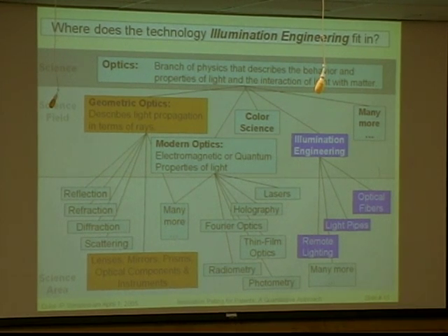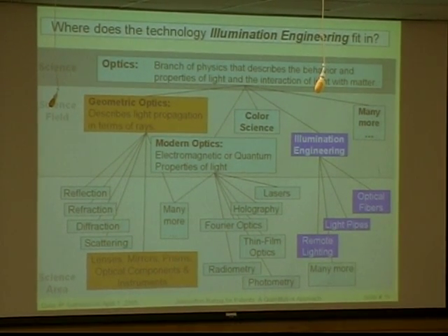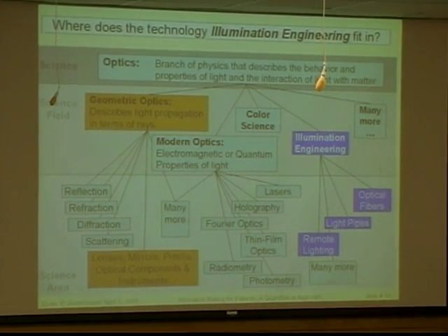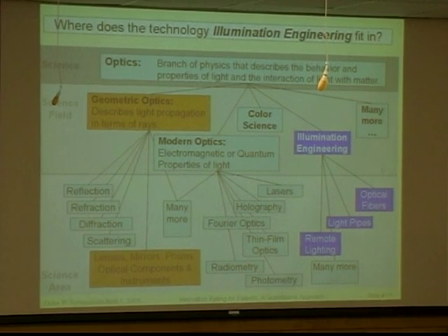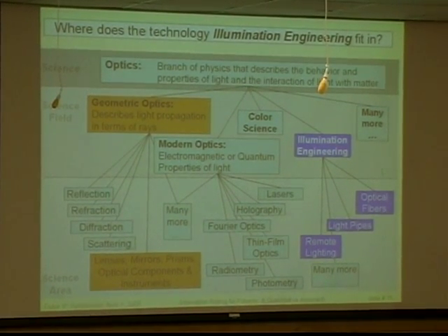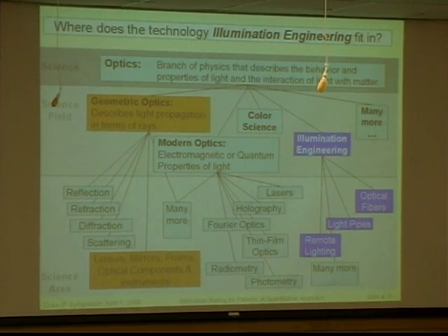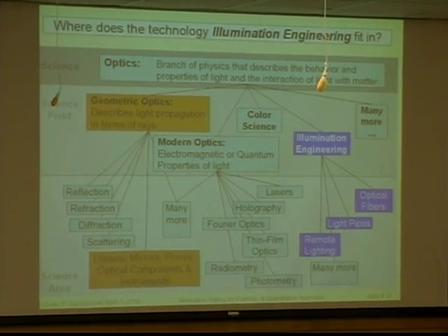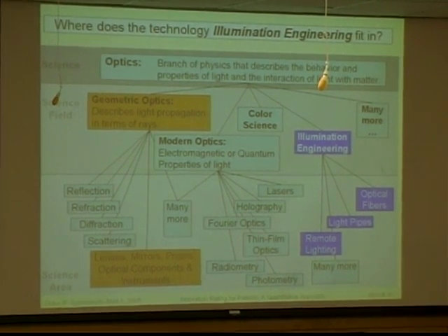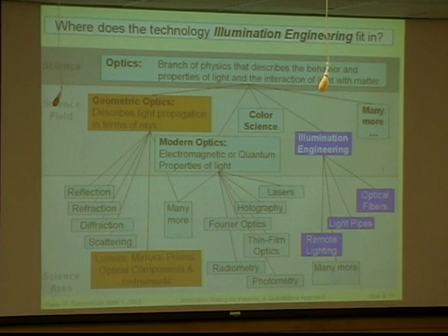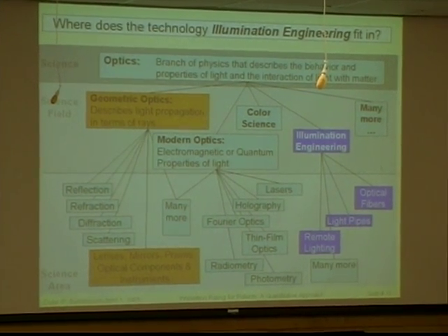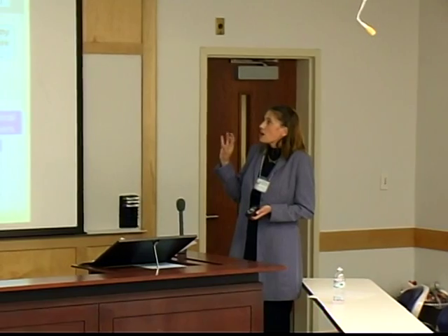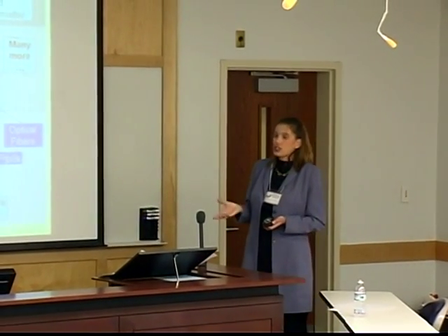So in the portfolio of the illumination engineering, first of all, the overall science can be identified as optics. Now, optics can be broken down into several different science fields, such as geometric optics, color science, illumination engineering, and many, many more. Science fields, again, can be broken down into smaller subcategories. For example, parts of geometric optics are lenses, mirrors, prisms, and so on. Illumination engineering can be broken down into remote lighting, light pipes, optical fibers. So I have highlighted in red and blue those areas that are relevant for the patent portfolio, that occur in the patent portfolio illumination engineering.